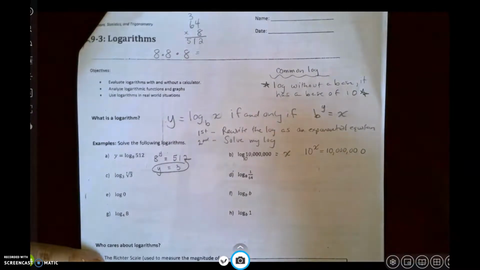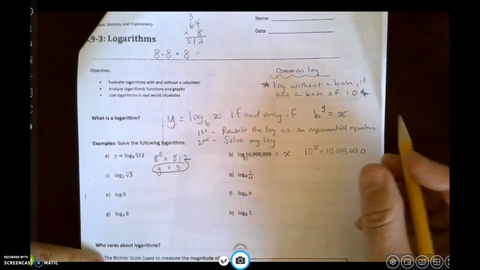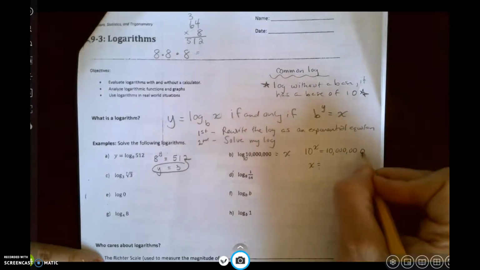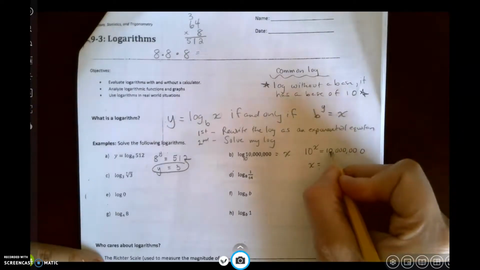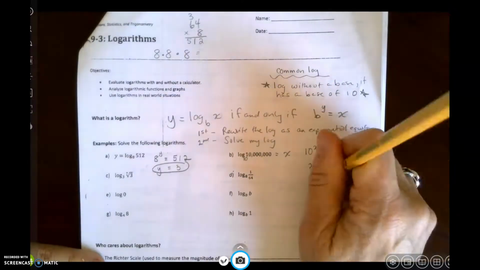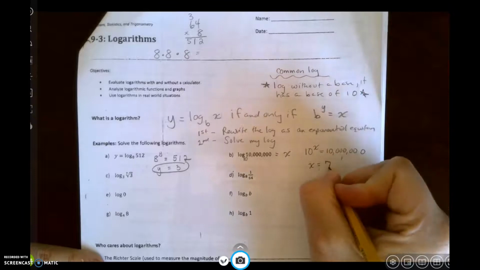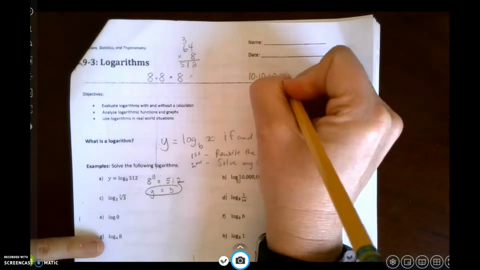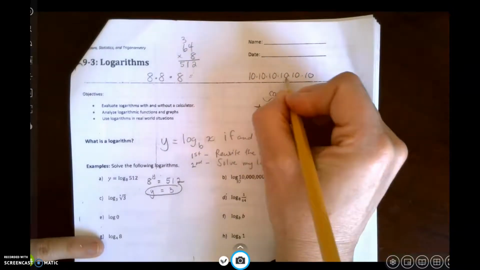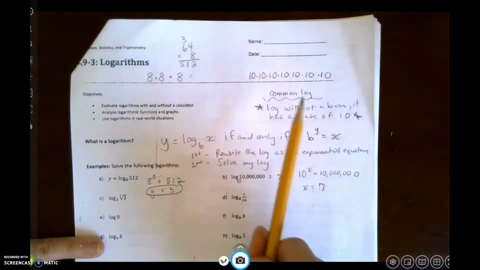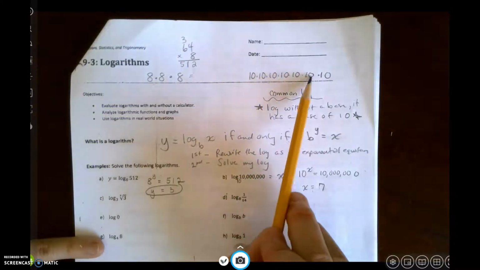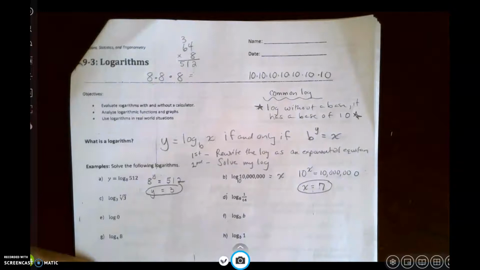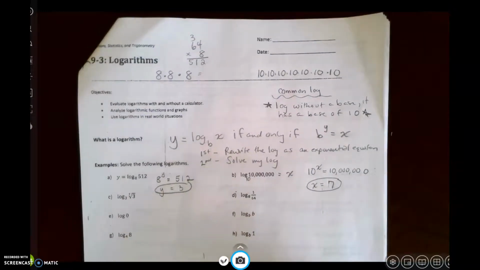And I've got to figure out then what x would be. Well, when it's a base of 10, it's kind of easy. We can just count the zeros. 1, 2, 3, 4, 5, 6, 7, and it'll be x equals 7. And that's because when I come up here, that would be 10 times itself 7 times, because you have 7 zeros. Let's go to letter C.